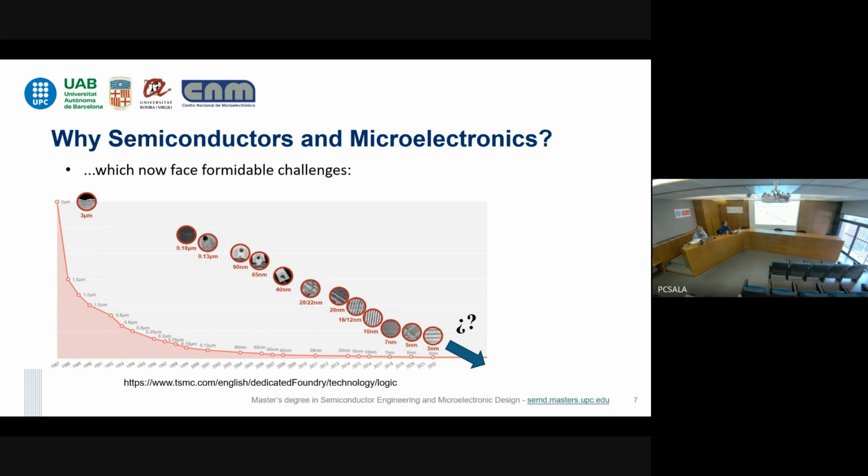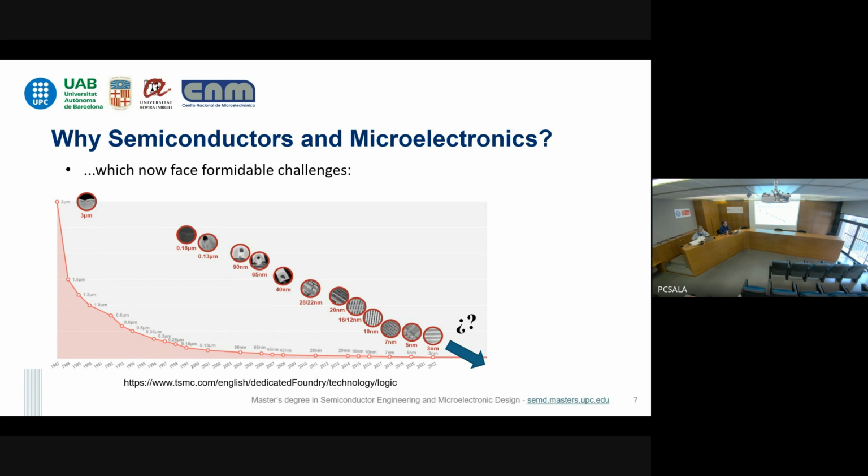At the end, devices are now so small that they are facing physical limits and basically cannot be made smaller. So one basic challenge is how to continue with the trend. How to improve performance, how to make more complex circuits, and continue this evolution if you cannot make smaller devices. So you have to find alternatives. You have to investigate alternatives.